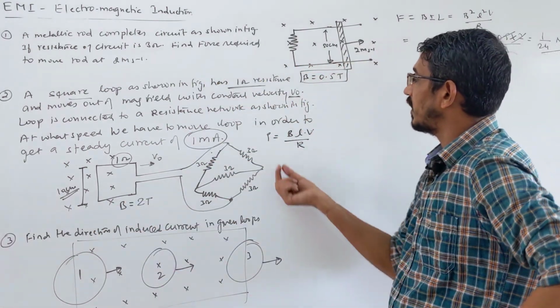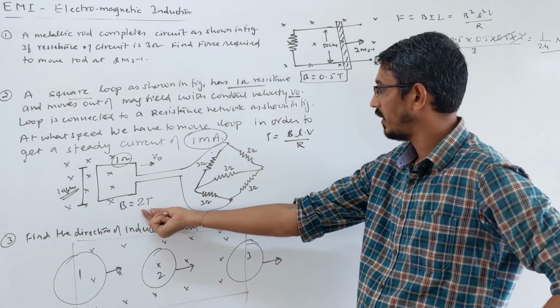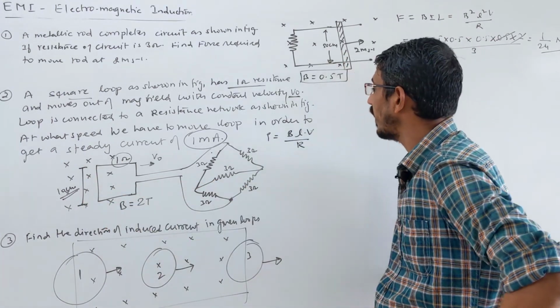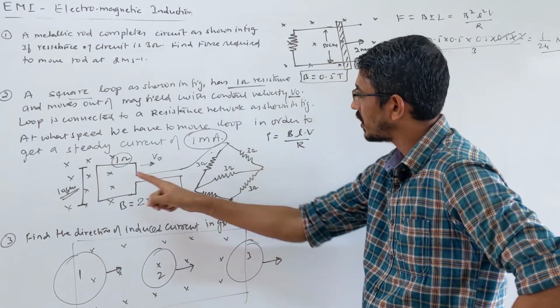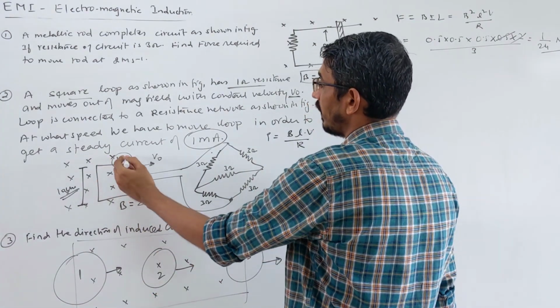Now look here. Current is given. So we need what? Velocity. So we need magnetic field, given directly. We need length of this conductor, that's 10 centimeter, given. We need resistance, so we need resistance of this complete loop. Resistance of this square loop itself is given as 1 ohm.